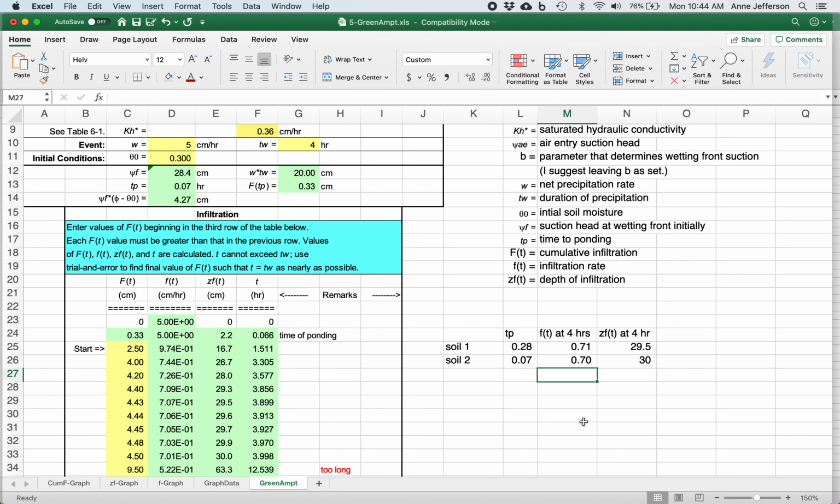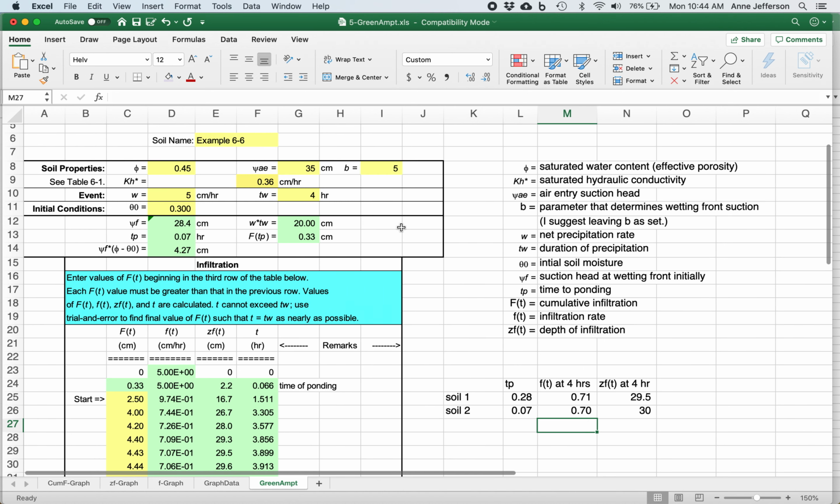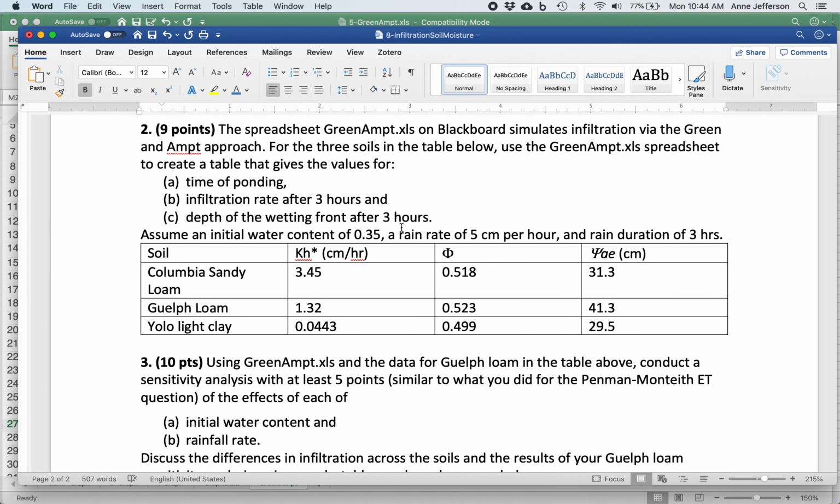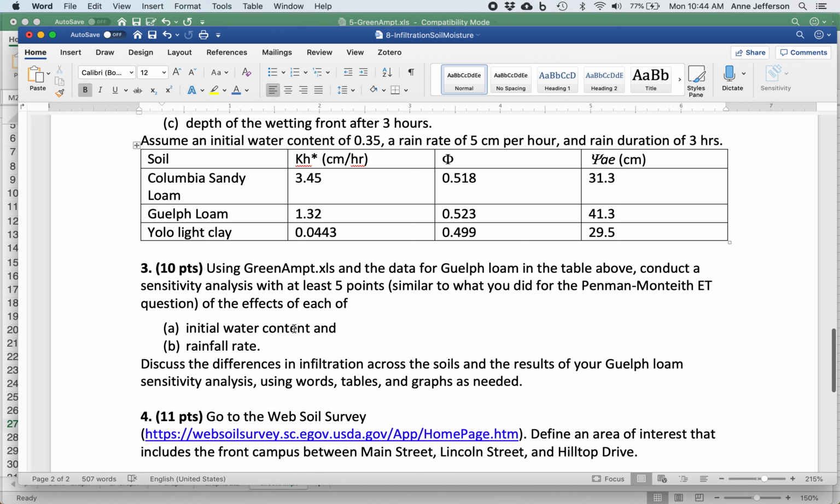And so you could repeat that. You can vary any of the things that are up here in the yellow, but your problem set gives you some specific things to look at, some specific soil characteristics, and some specific rainfall characteristics. And then you're going to present that data either in a table for question 2 or by making tables or graphs and writing some words for question 3.